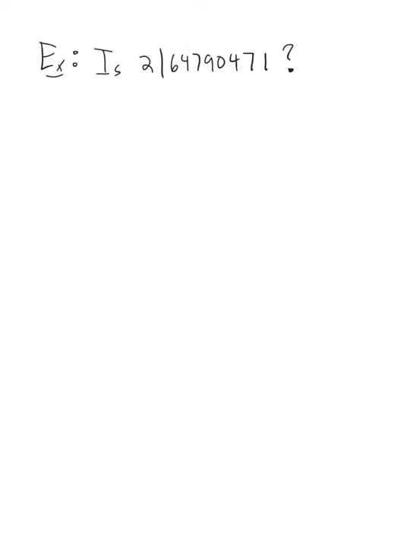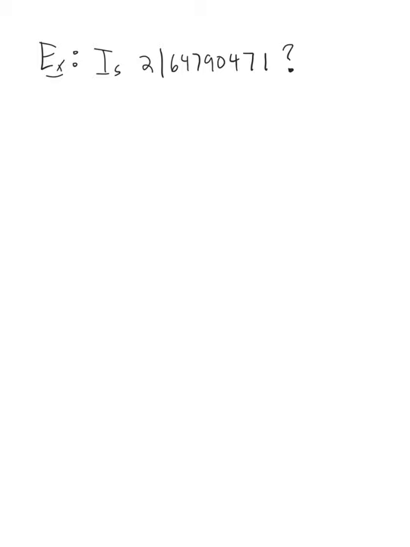Alright, so we're going to talk about divisibility rules now. And what I mean by that is the following. Let's look at this example. Is 2 a factor of whatever this number is? What is this? 1, 2, 3, 4, 5, 6, 7, 8. 64,790,471. Now, I don't think anybody here that's watching this video is doing some long division to check this.